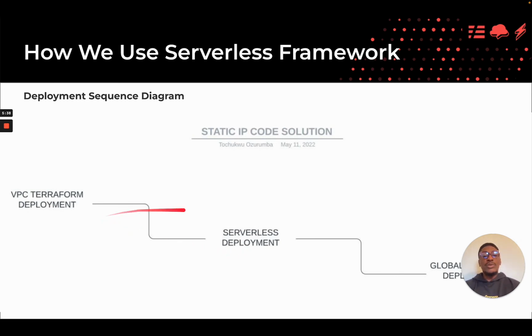So we decided to go with this three-way deployment. The first one is where we provision all of the VPC resources like the VPC IDs, the public and private subnets, route tables, security groups, NAT gateways, and internet gateways to give internet access to our VPC resource. So as our VPC is being created and made ready for use, we go ahead to deploy our serverless deployment.